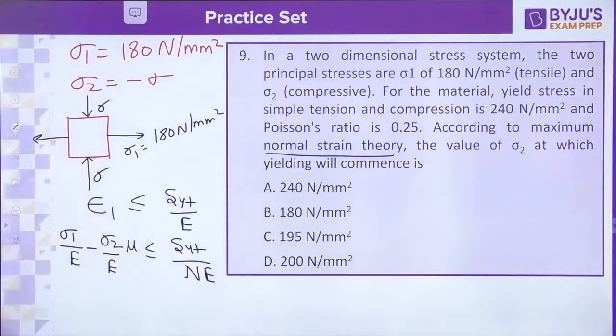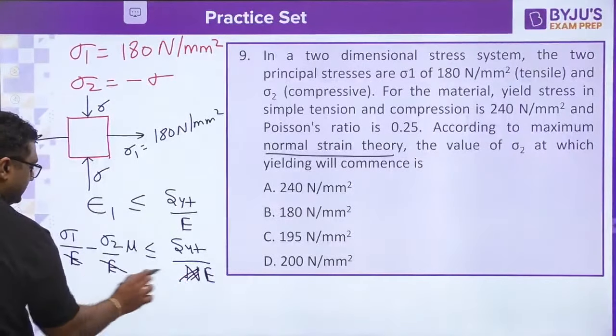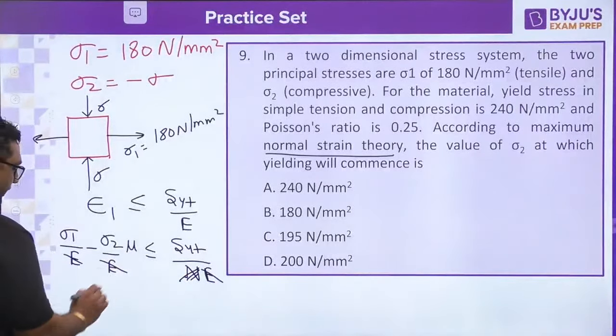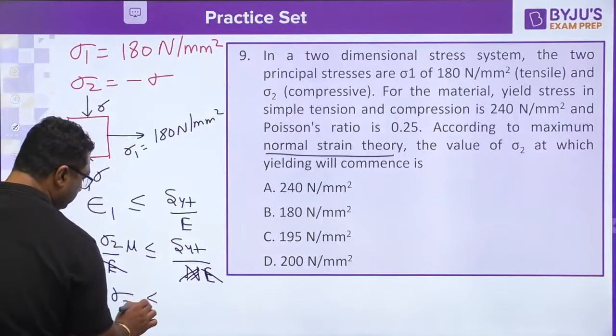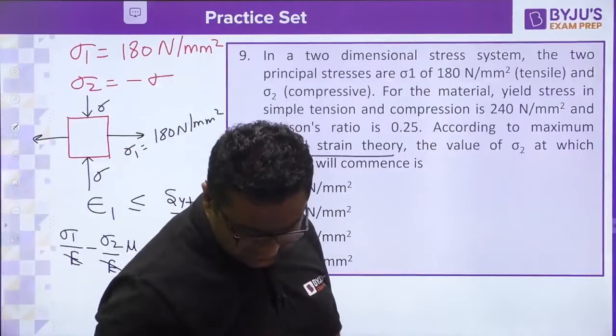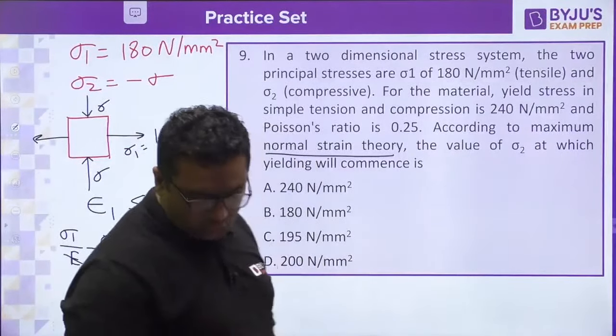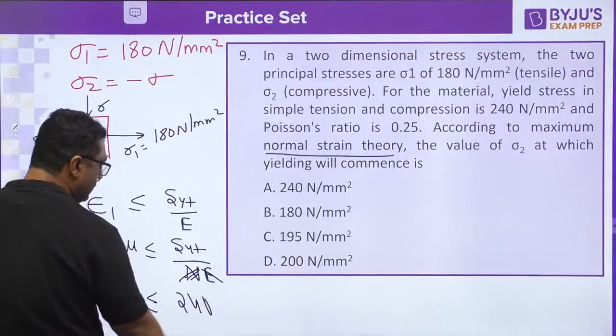Factor of safety need not be considered. Take N as 1, E will cancel out. So from here you can find out the value of sigma 2. You will be getting sigma 2 from epsilon 1 as 240. I feel you will be getting 240 MPa.